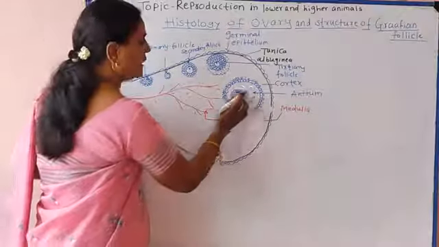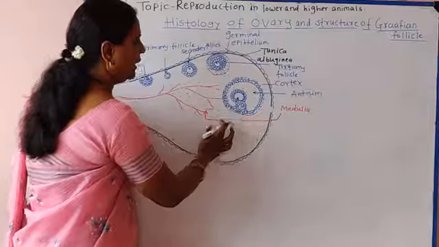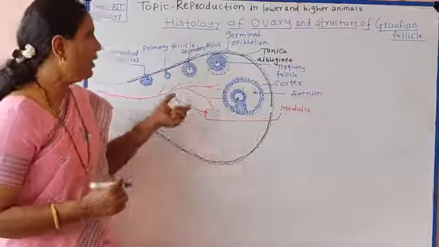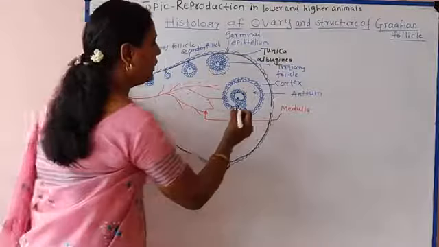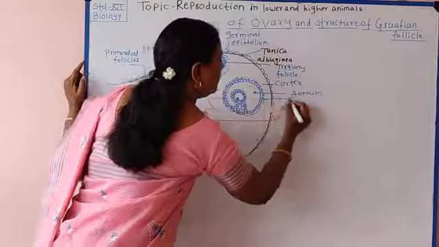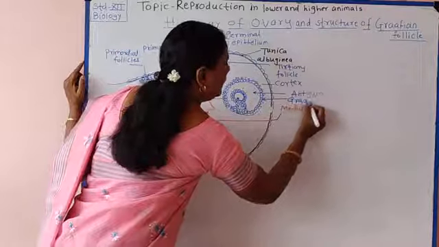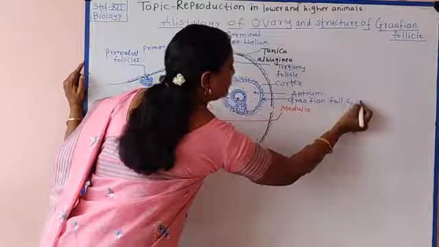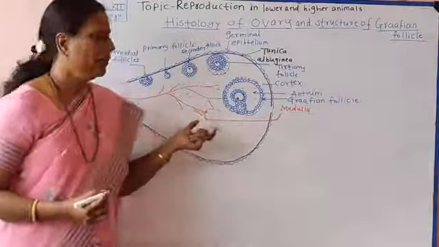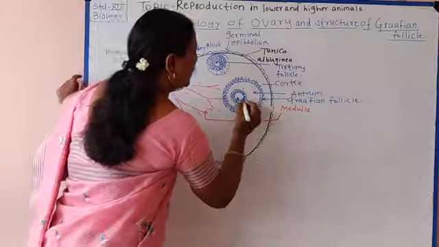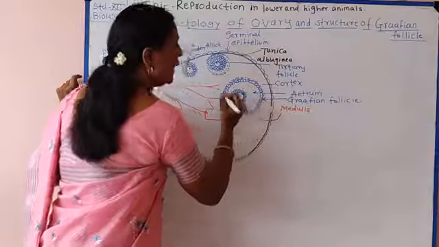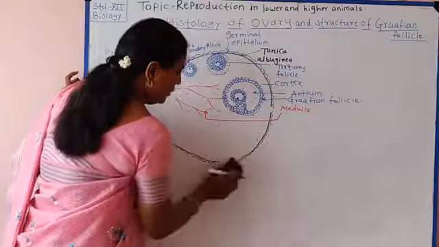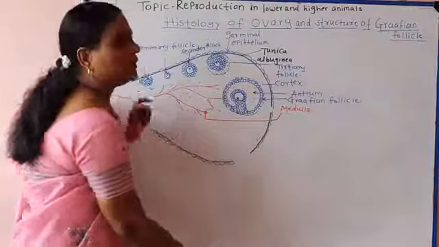So we are going to study the structure of a Graafian follicle again. Under the effect of FSH, follicle stimulating hormone, the tertiary follicle develops into the Graafian follicle. It is now called the Graafian follicle. This Graafian follicle consists mainly of the secondary oocyte. So this is the secondary oocyte now. After full development up to the 13th day.